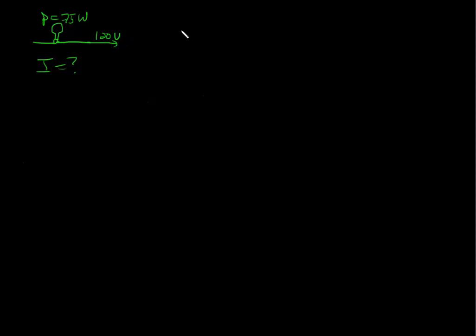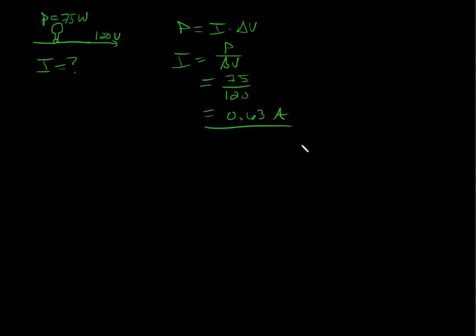All right, so anyway, power is current times the potential difference. So we want the current, so we would just divide. The current is going to be the power divided by the potential difference. So we get 75 divided by 120, and you get 0.63 amps. And most household electronics are going to be less than an amp. Let me see, let's get another one.